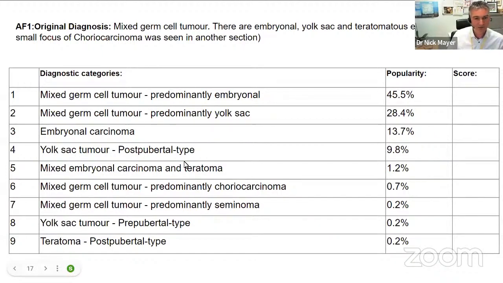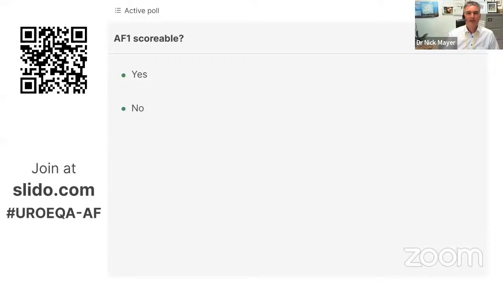And then the other offering was a pre-pubertal type yolk sac tumour, and maybe somebody pressed the wrong button there, but they're morphologically similar, although they're not associated with germ cell neoplasia in situ, but more significantly, they're really adolescent tumours. So the pre-pubertal type of yolk sac is almost always in people under 12, which clearly is not the case here. So I think we'll move on to, is this case scoreable?